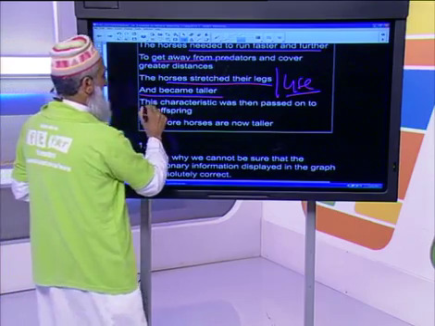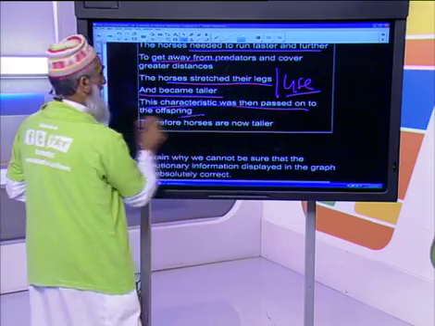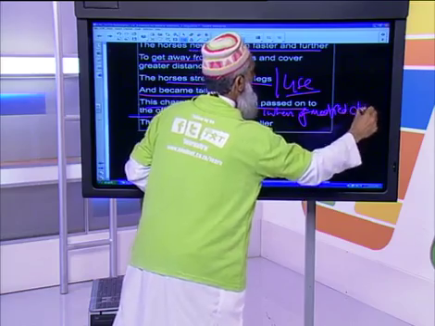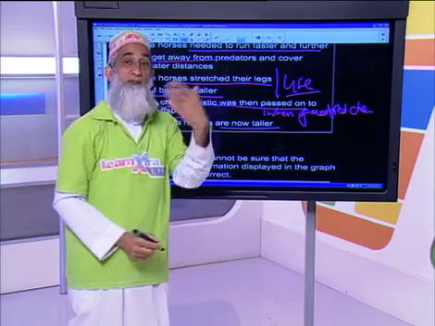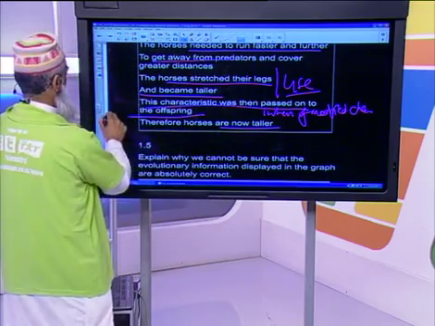Then this characteristic was passed on to the offspring. What law? Inheritance of modified characteristics. Right? Now horses are taller. This is what Lamarck would have said about these horses.